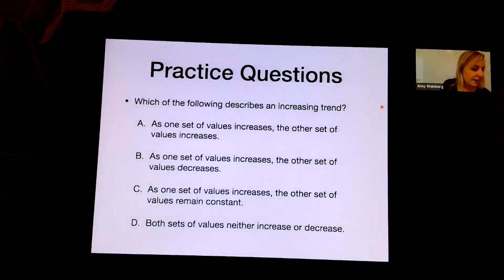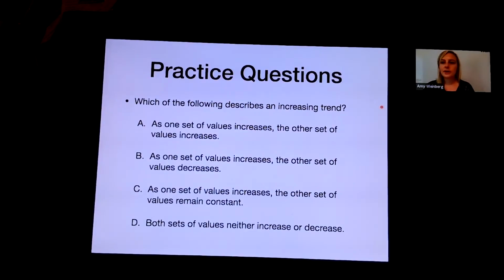Okay, so which of the following describes an increasing trend? So I'm just going to go backwards on this because A is the answer. So increasing trend, both sets of values neither increase or decrease. Well, that would just be constant. So that would be incorrect. As one set of values increases, the other set remains constant. Well, that doesn't work either, right? Because we want both to show increasing.